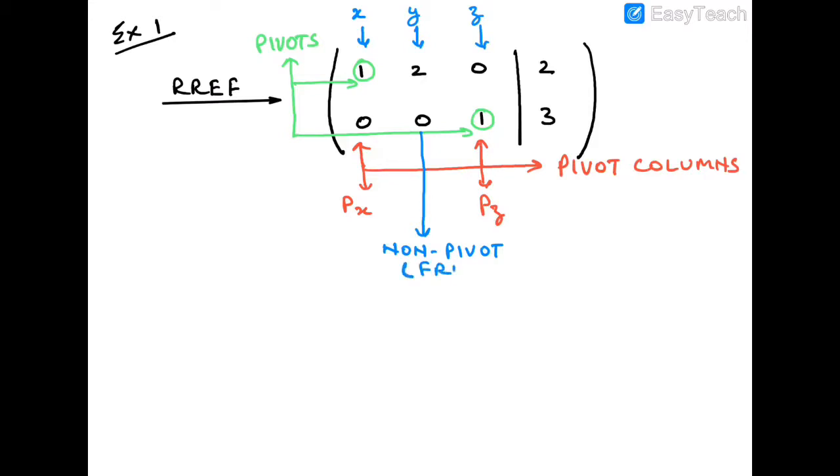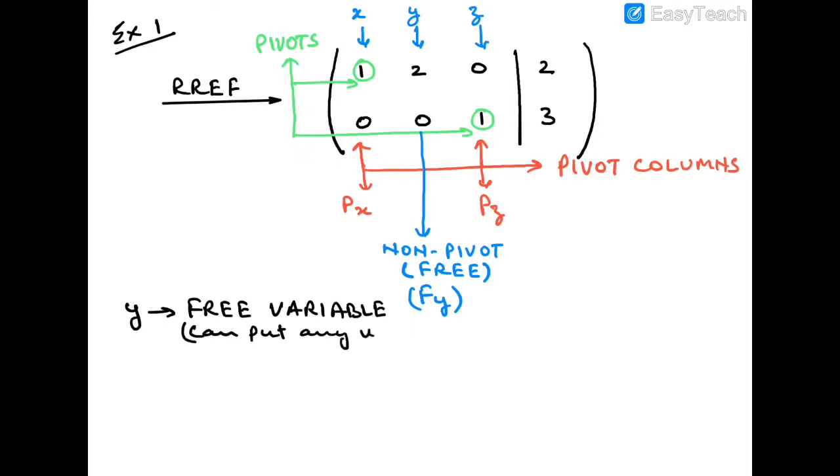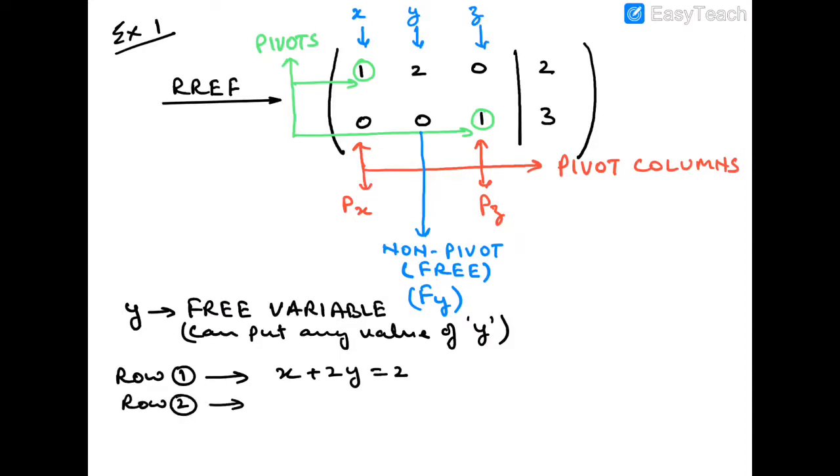So Y is free here because Y corresponds to this column, so we can write Fy. F is for free, Y. So Y is a free variable, so we can put any value of Y. Now row 1 can be written as X plus 2Y is equal to 2, and row 2 as Z is equal to 3.